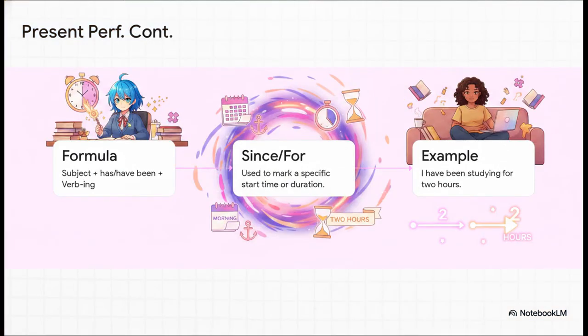Wrapping up our present block, we've got the present perfect continuous. The structure is subject plus has or have been, plus our ing verb, and then either since or for. I have been studying for 2 hours. This is absolutely perfect for describing an action that started in the past but is still going strong right now. Just remember, use for when you have a set duration, like 2 hours, and use since for a specific starting point on the clock, like since morning.